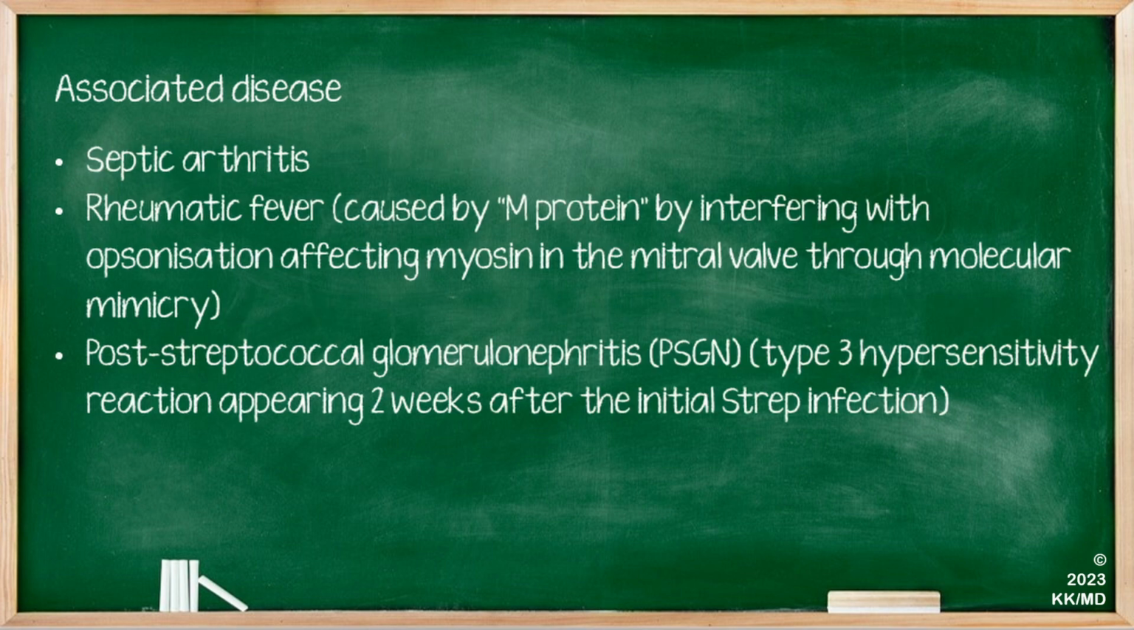Its associated diseases also include septic arthritis, and rheumatic fever, which, just delving into a bit of pathophysiology for you, is caused by M protein interfering with the process of opsonization, affecting the myosin, especially in the mitral valve, through molecular mimicry. And finally, it's also associated with one of the MRCP favorites, which is post-streptococcal glomerulonephritis, or PSGN for short, which is a type 3 hypersensitivity reaction, and it normally occurs about 2 weeks after the initial strep infection.